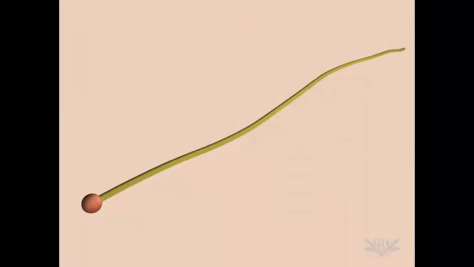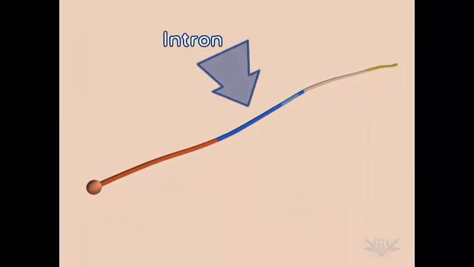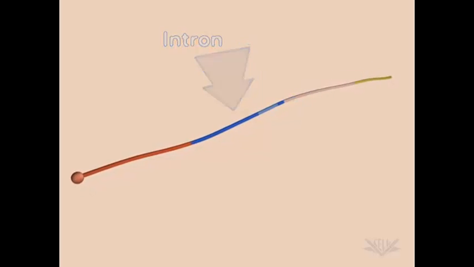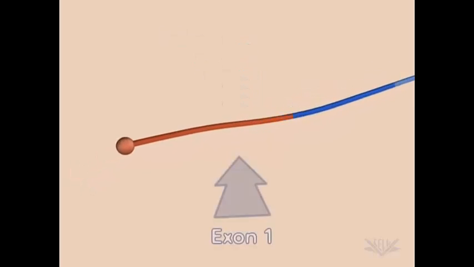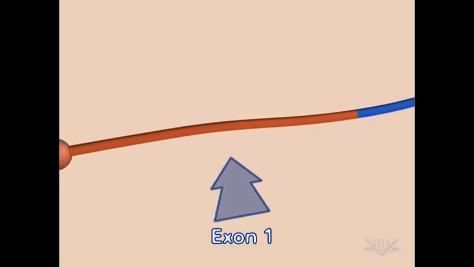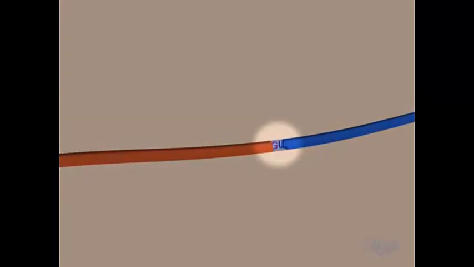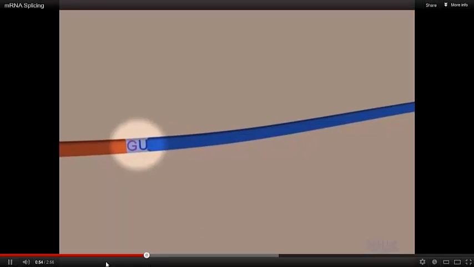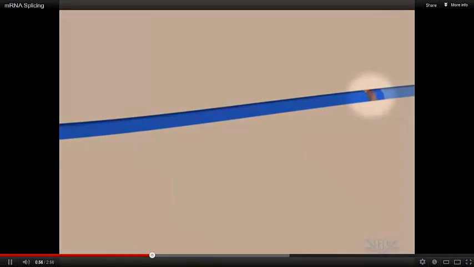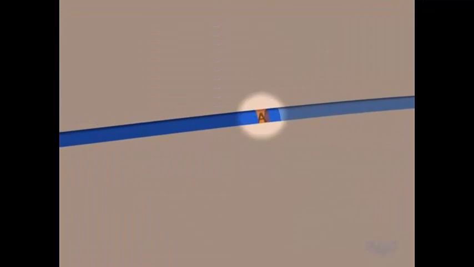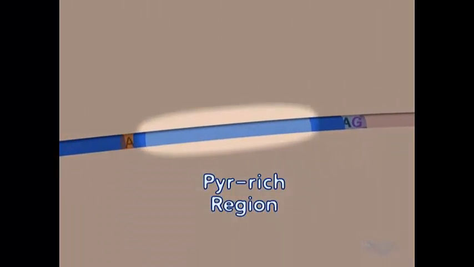Here we see an RNA molecule with a single intron. Several signals exist within the intron that are used in the splicing process. From the 5' end of the intron, these are GU, the A branch site, a pyrimidine-rich region, and the 3' AG.